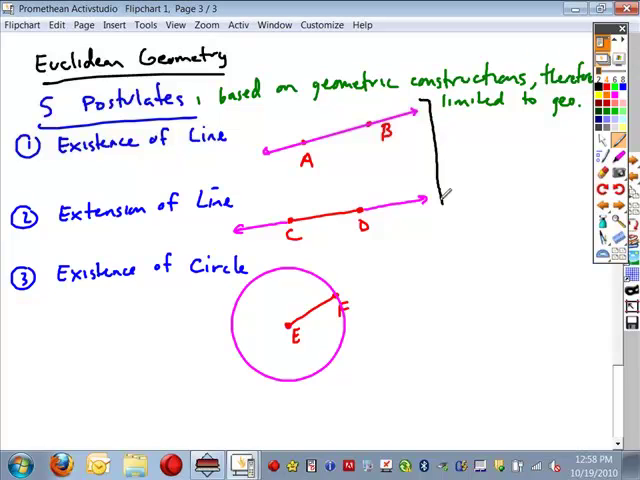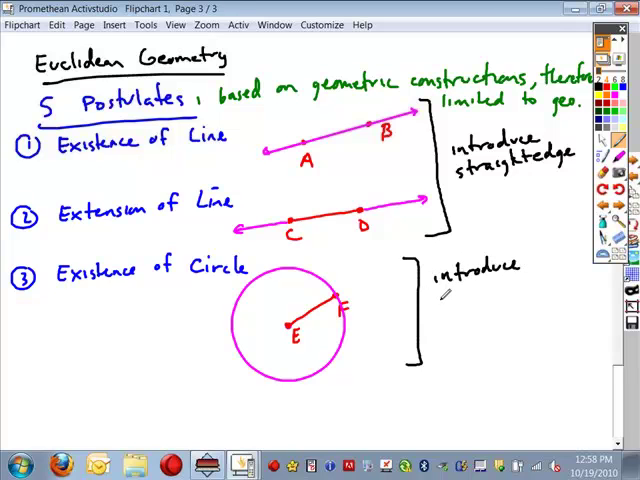These first 3 postulates actually introduce our construction tools. Right? What do existence of a line, extension of a line introduce? Which geometric tool? Okay, so postulate 1 and 2 actually introduce the use of a straight edge in your constructions. Postulate 3 introduces the use of a compass as a geometry tool.